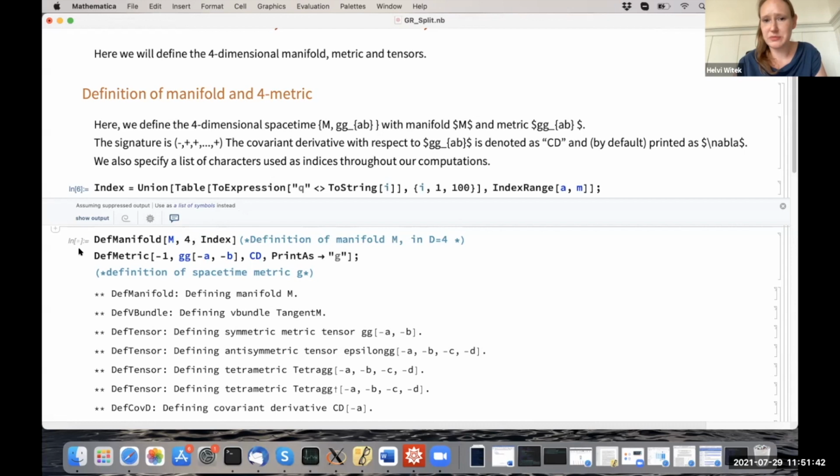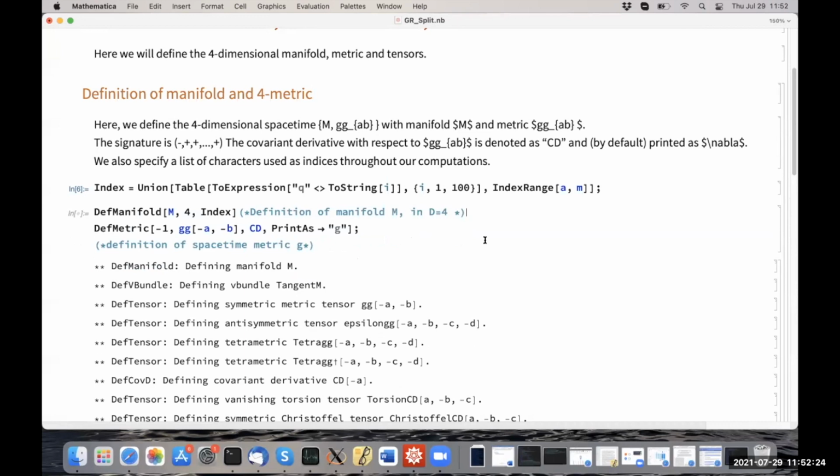In general, because I think Thomas is probably also still here, if you're interested in, for example, high-dimensional spacetimes, you could also change this number to either D or a specific dimension. And then we define a metric with DefMetric. The first entry is the signature, which is for us minus plus plus plus. Then I name it GG. Whenever I input it, I would input it as GG for the metric, but print as just a single G for the printout. And the covariant derivative with respect to the spacetime metric, I label as capital C, capital D.